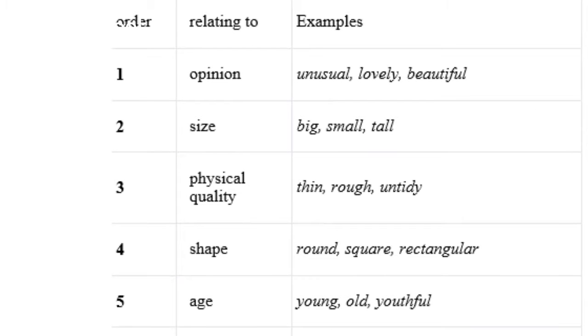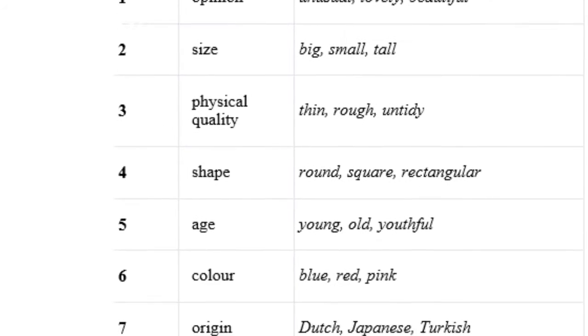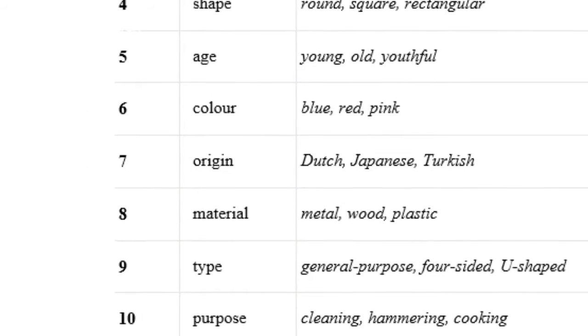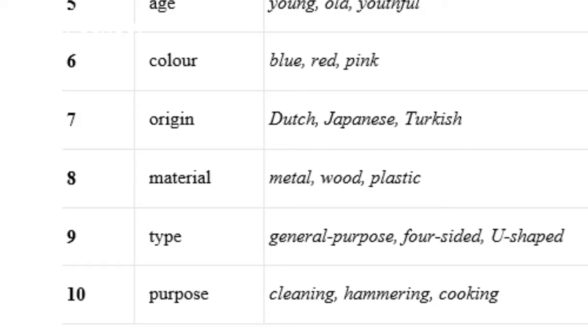Third one, physical quality: thin, rough, untidy. Fourth one, shape: round, square, rectangular. Number 5, age: young, old, youthful. Number 6, color: blue, red, pink. Origin: Dutch, Japanese, Turkish.